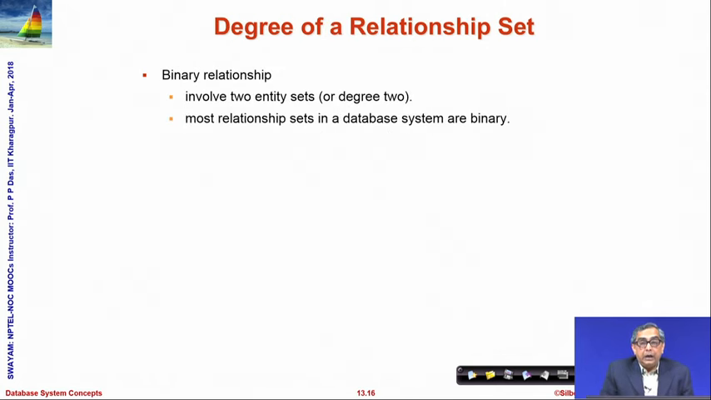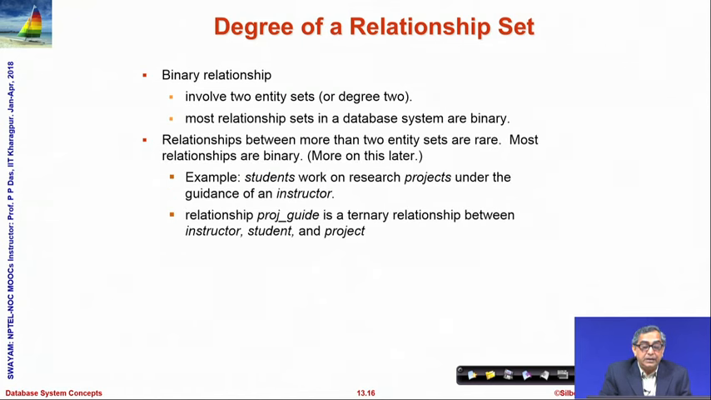Now, how will a relationship span out? We have said that a relationship must involve two entity sets. So, primarily relationships are binary, involving two, and most relationships in most databases are binary in nature. But we will see later that there are possibilities of having relationships which are more than binary: ternary and higher.